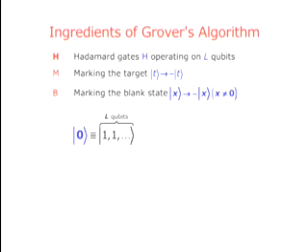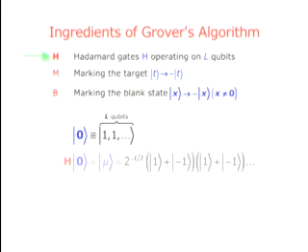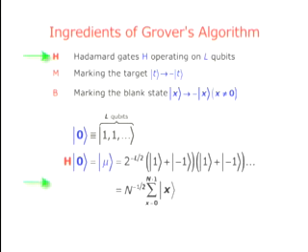All of them are operations on L qubits. There's the operation H, which transforms the blank state to the grand superposition mu, and vice versa. M, which marks the target state, and B, which marks all computation basis states except the blank state.